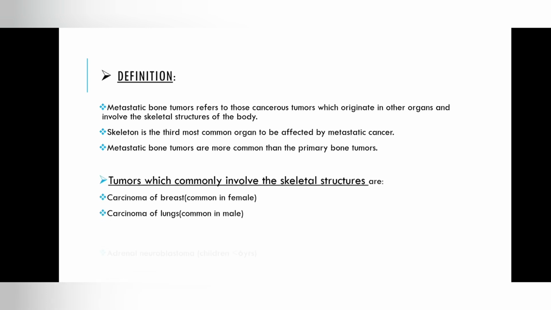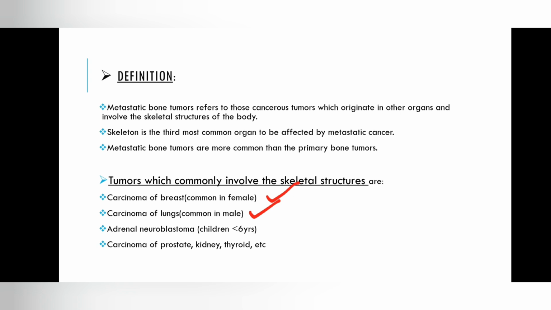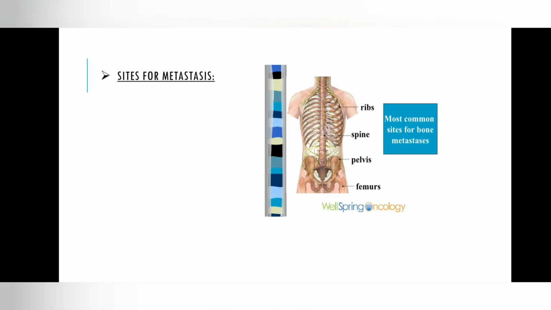Some of the tumors which involve the skeletal structures are carcinoma of the breast, carcinoma of the lungs, carcinoma of the prostate, kidney, thyroid, and adrenal neuroblastoma. In females, carcinoma of the breast is more common, while in males, carcinoma of the lungs is more common. And in children less than 6 years, adrenal neuroblastoma is more common.